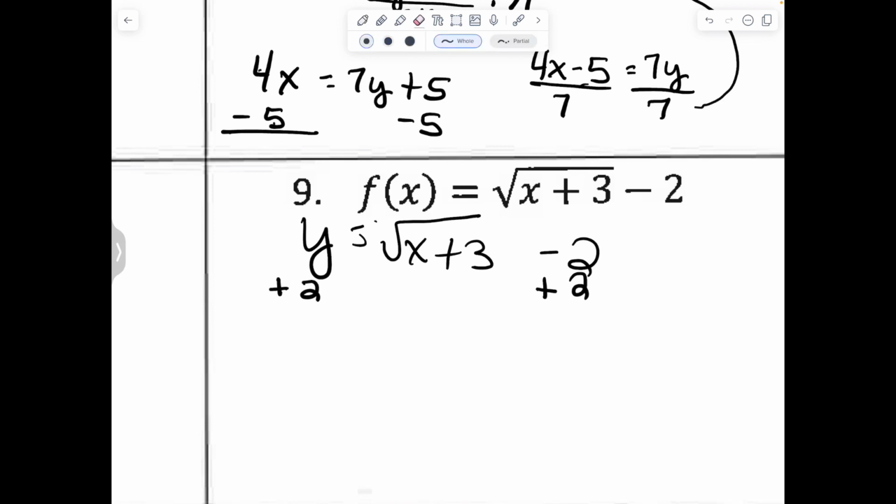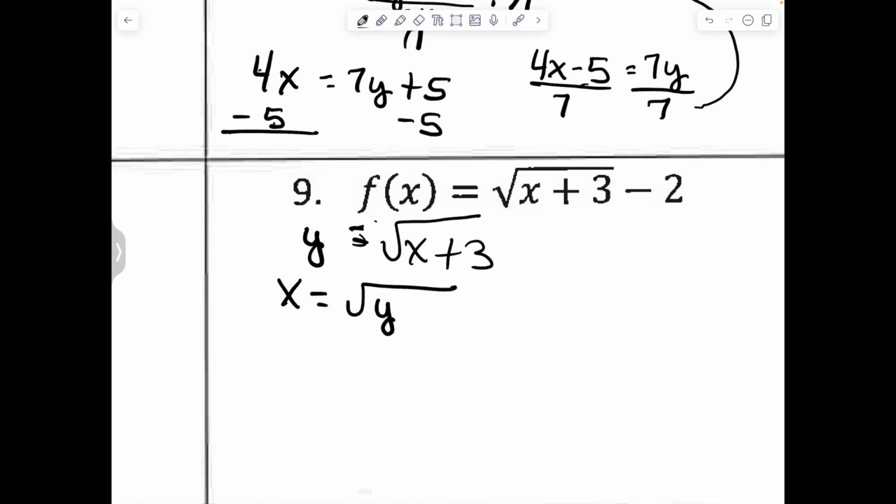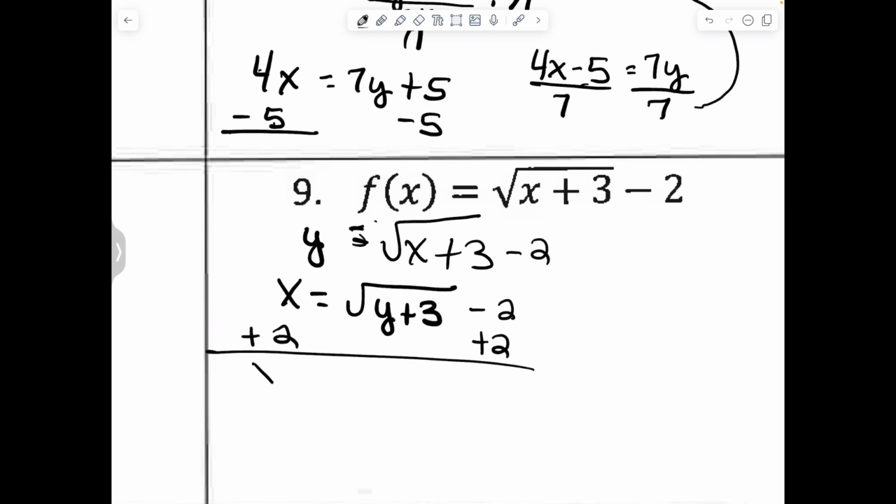What did I forget to do, boys and girls? You are correct. I forgot to exchange x and y. Thank you for reminding me of that. So we're going to change x and y. Now we're going to add 2 to both sides. That gives me x plus 2 is equal to y plus 3.